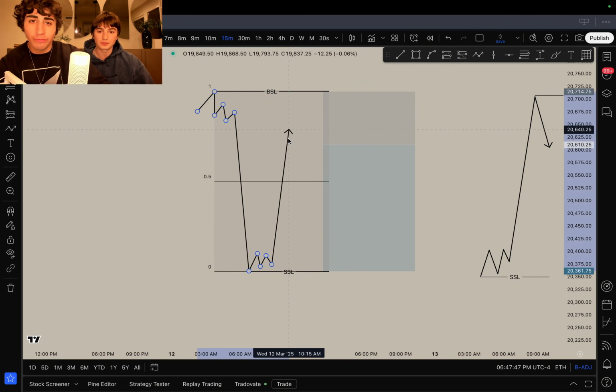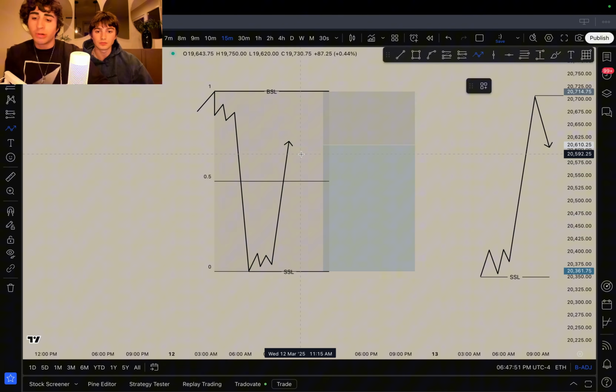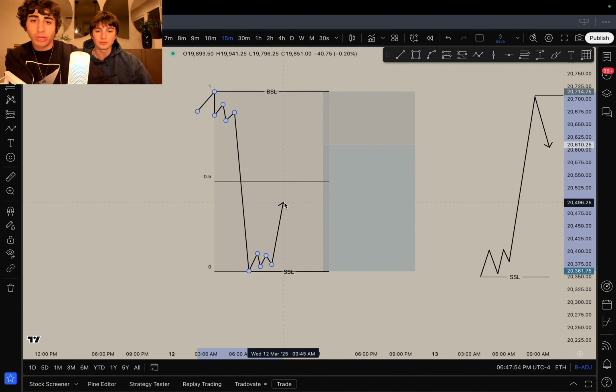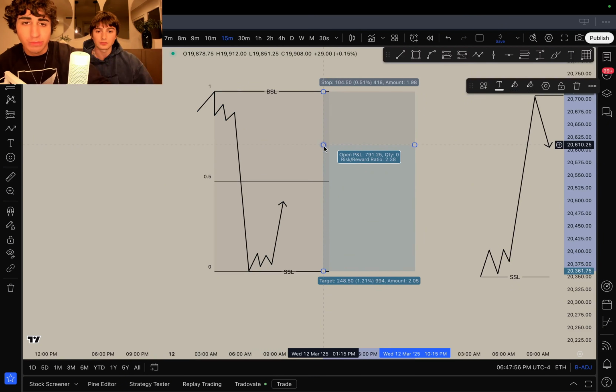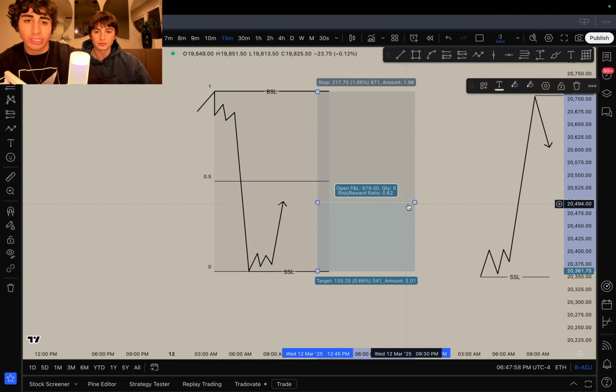So this is going to be really helpful for you guys to actually get better risk to reward on your trades, because you do not want to be shorting, for example, here when price hasn't even reached equilibrium of this range, because your risk to reward will be negative, and that is not good.